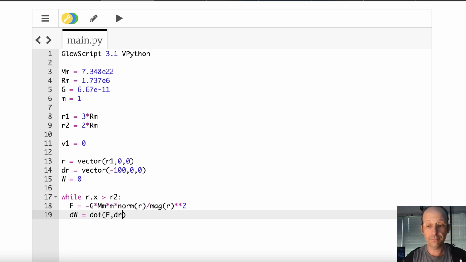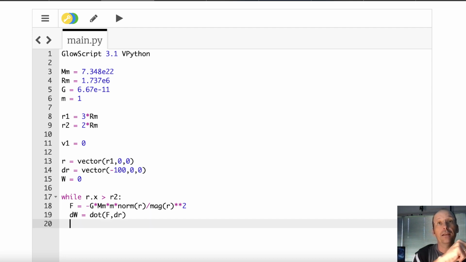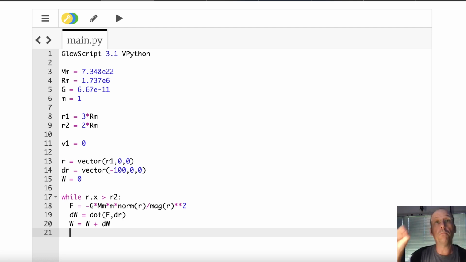That's it. Now I need to add that to my total work. Work equals work plus dw. So I'm going to take whatever value I had at the end of the last loop, or starting at 0, add that dw to it. And then I'll just keep on doing this. This is an integral. It's just like an integral, except my step size doesn't approach 0. It's 100.